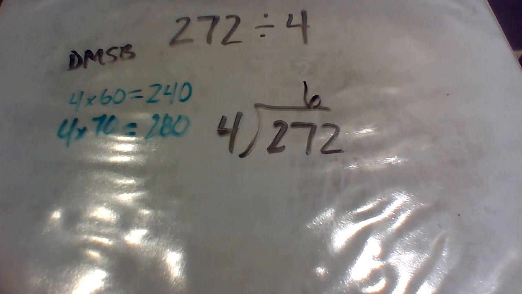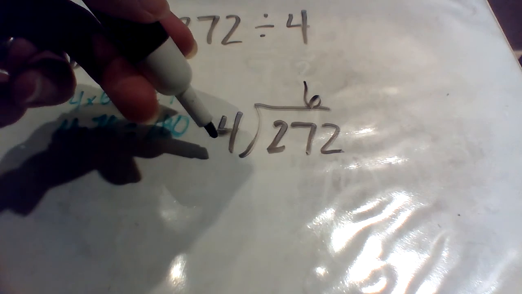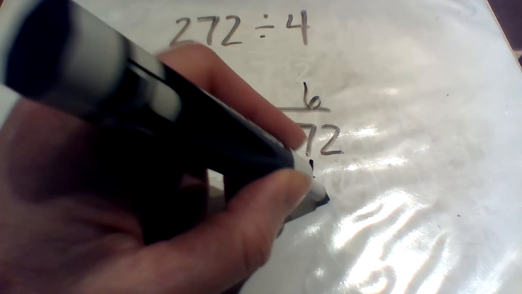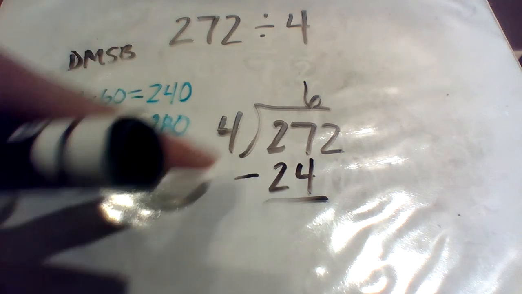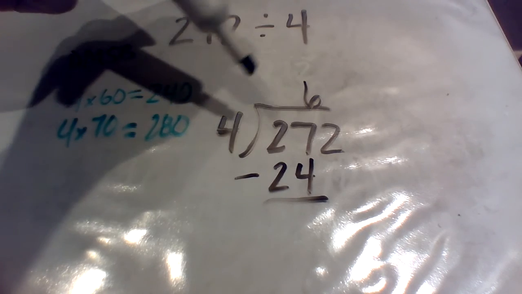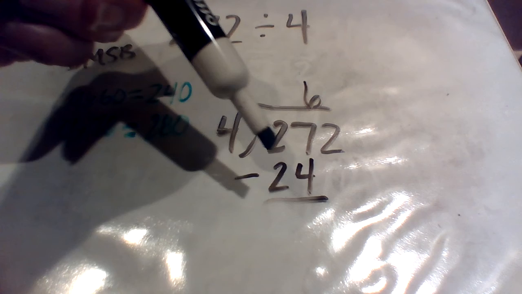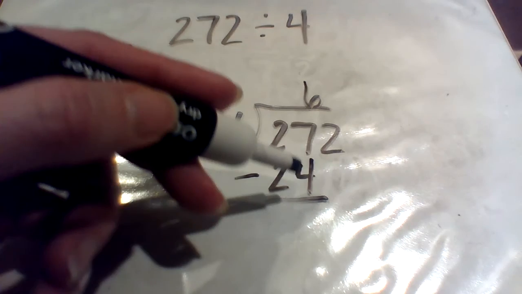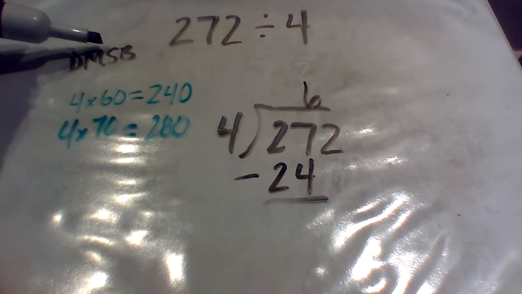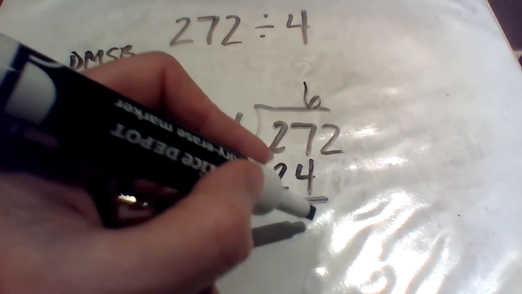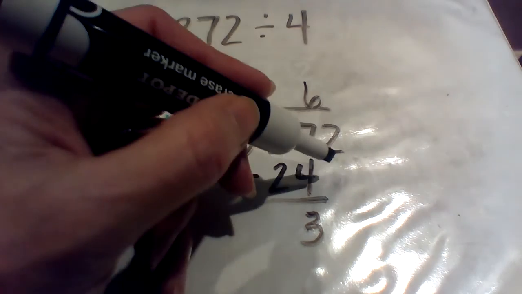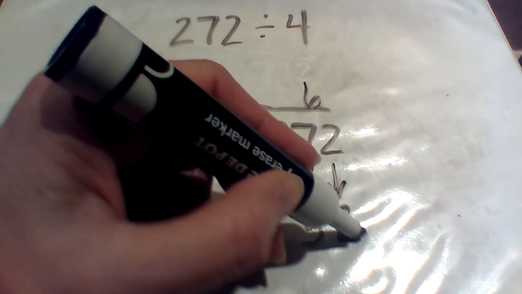Because when I look down my column for 4, the number that gets me closest to 27 without going over is going to be 24. When I move over to the side, that's 6 groups. So I was pointing up here, that's 6 groups. 4 times 6 gives me 24. So then I'm going to subtract, right? We're using our letters here to help subtract. 7 minus 4 gives me 3. 3 is smaller than 4, so that's the right number of groups. And I'm going to bring down my 2.